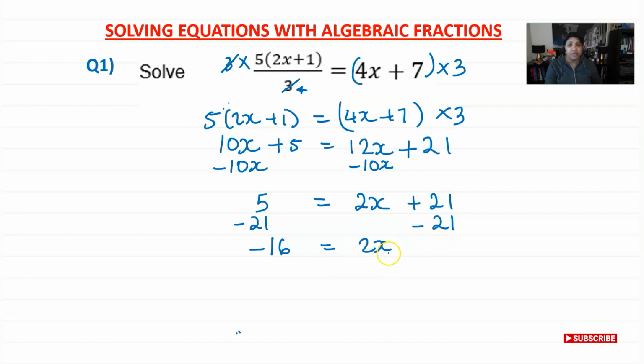So now all I have is 2x is equal to negative 16, which means if I want to know what x is, I just need to divide negative 16 over 2, which is going to give me negative 8. So x is equal to negative 8.